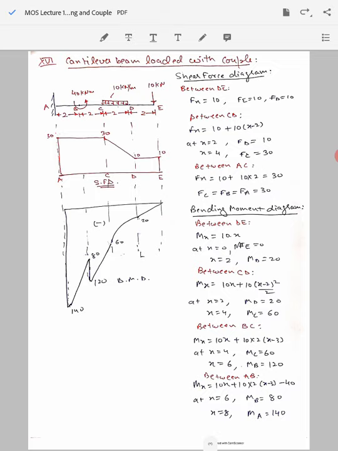Finally, for the span AC, if you cut the beam anywhere between here or here, it doesn't matter, because you see this beam is subject to a couple or a moment. So that couple or moment will not affect the shear force values. Okay, it will only affect the bending moment values. So because of this, I have taken the complete span AC together.